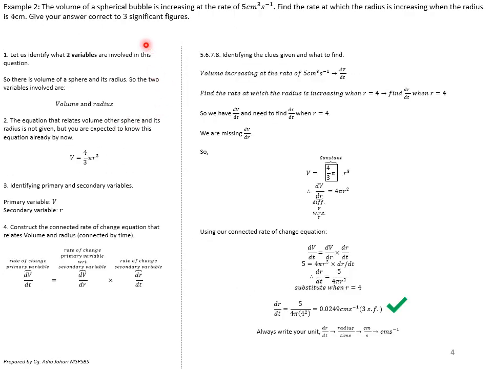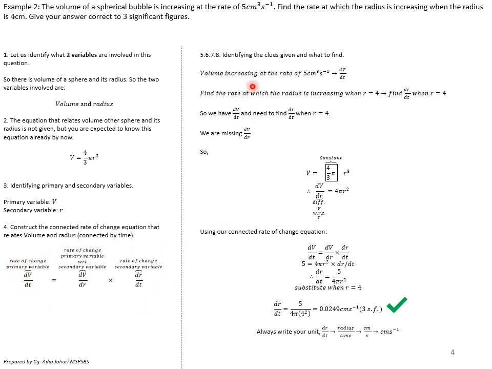Alright, so let's briefly go through this example. We have a volume of a spherical bubble increasing at the rate of 5 centimeter cube per second. Find the rate at which the radius is increasing when the radius is 4 centimeter. First, let's identify the two variables involved in this question. It is the volume of the sphere and its radius. It's always going to be two variables. Next, you need to find the equation that relates the volume of sphere and its radius, which is this one. Third step, we need to identify which one is primary variable and secondary variable, and then you have to construct the connected rate of change. So follow the steps to success.